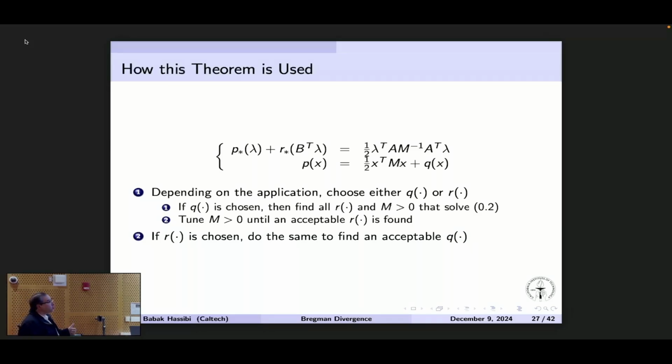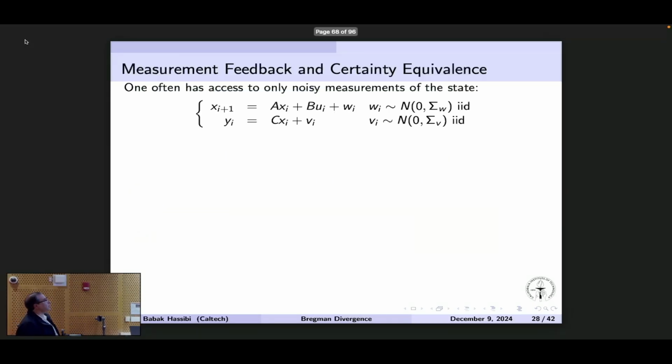If you choose Q, then you should find all R's and M's that satisfy this equation, which was 0.2, I guess, on the previous slide. And then M is not as meaningful. The meaningful object is R, the cost on the control, if you've chosen Q. You tune M until you find an R that's acceptable, and then you write down your control law. If you choose R, you do the same thing to find an acceptable Q. I'll show you examples of this very soon.